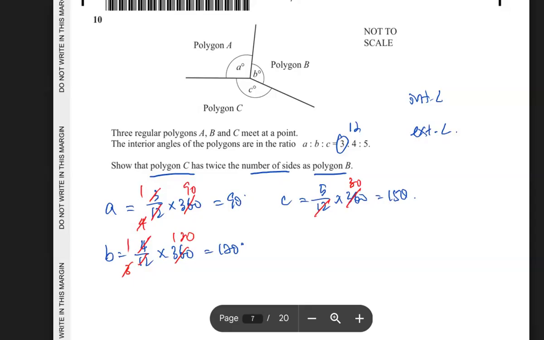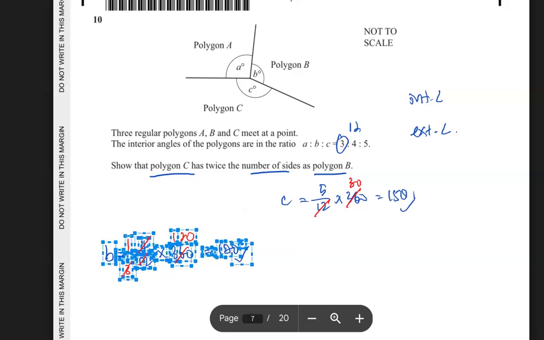Okay, next, there's so many ways to do this. Okay, next, we can actually figure out the number of sides by using their interior angles. Okay, so we are just interested in B and C. We actually don't need A, so I'm just going to erase A. I don't know why I found it anyway. Okay, let me move this up. Oops.